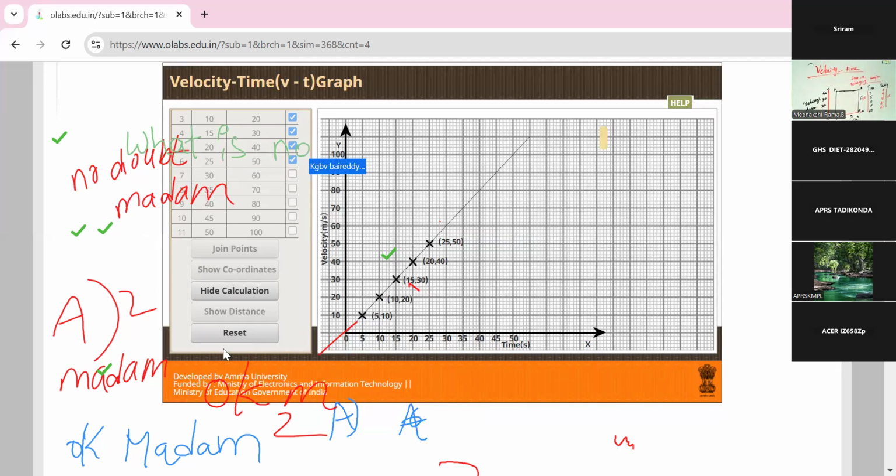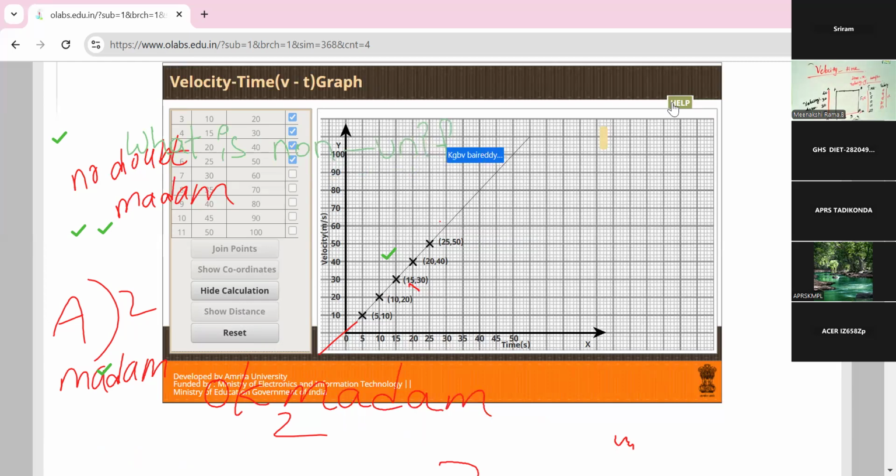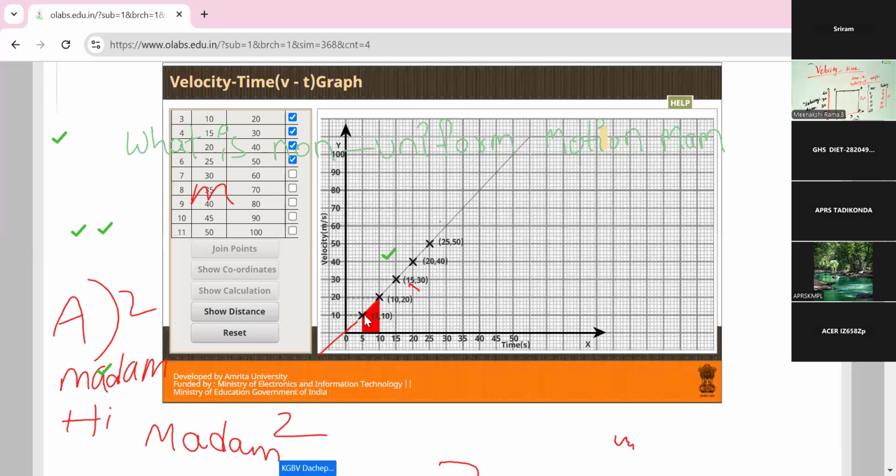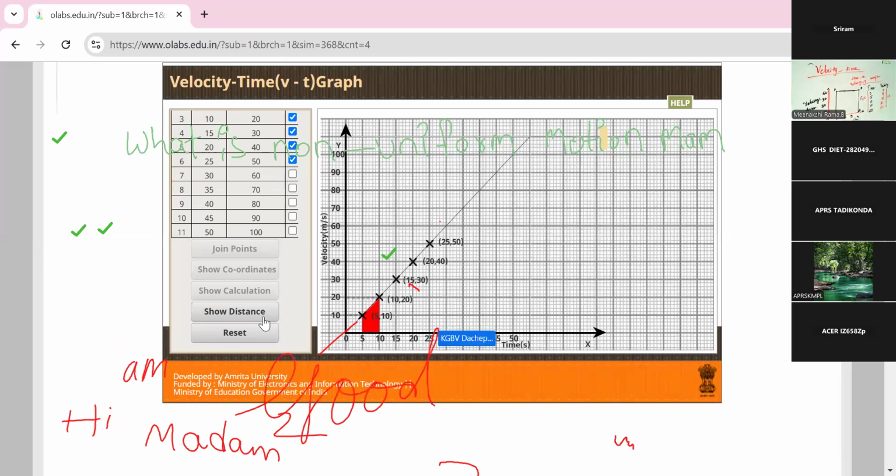Next one is distance. Yes, the distance covered is shown by the velocity-time graph. This is the right answer. Every 5 seconds he crossed the same distance. Yes, this is the right graph for this.